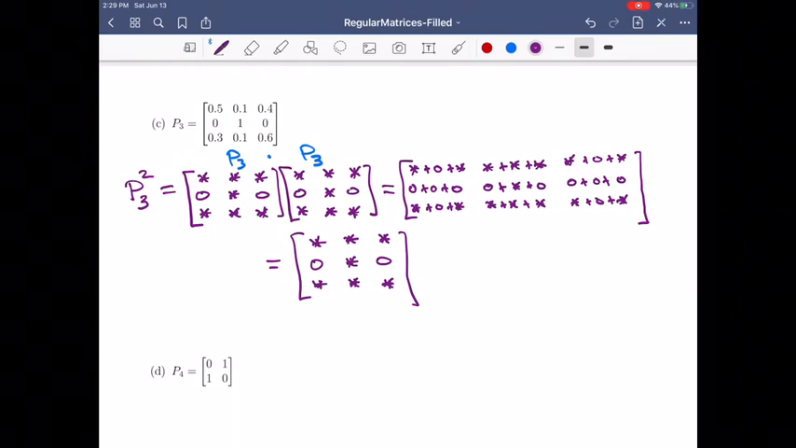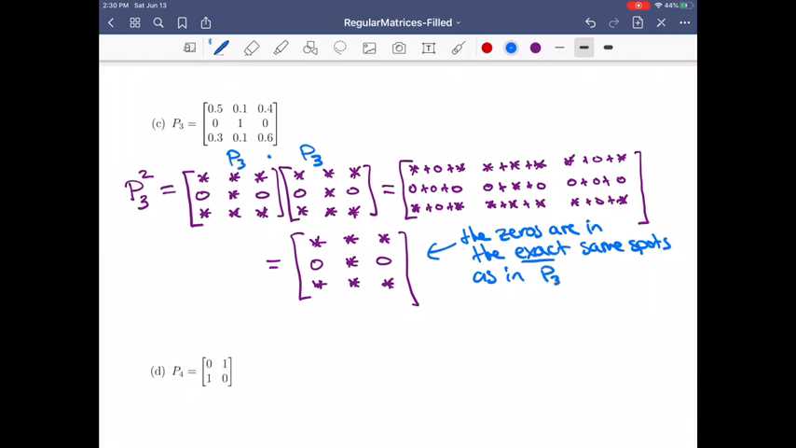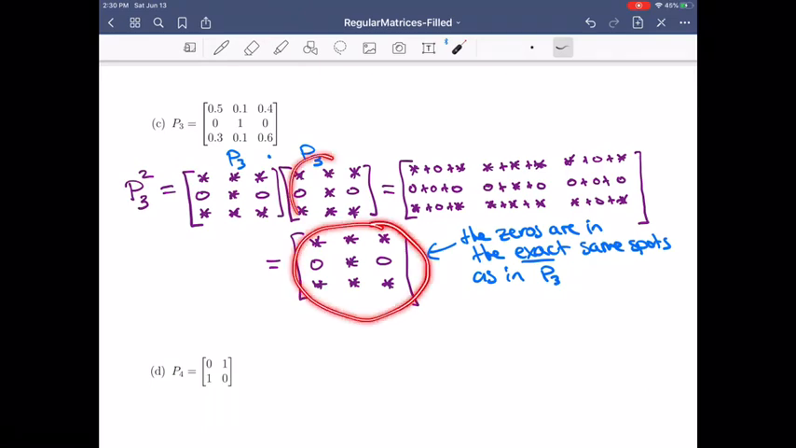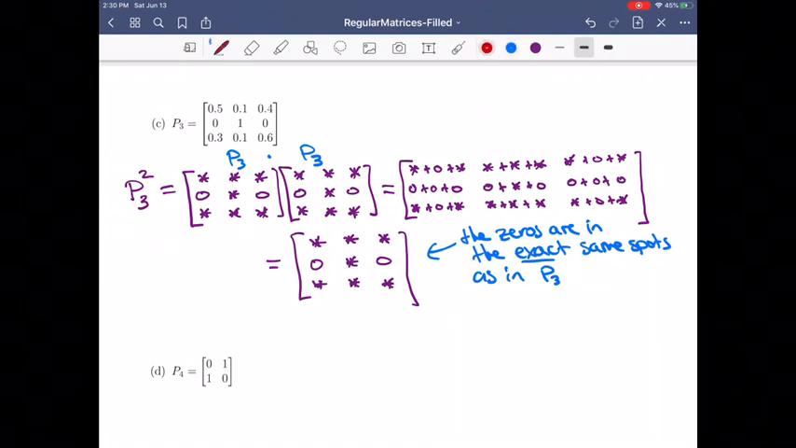Should I compute more powers, higher powers of P3? I don't actually need to here. Okay, so the zeros are in the exact same spots as in P3. So if I wanted to do P3 cubed, I would take P3 squared times P3. So I'm going to be multiplying this matrix by this matrix. That's exactly what I already did. Okay, so we're going to be stuck with this format.